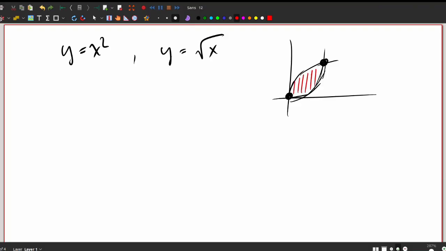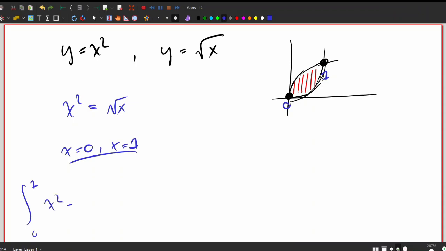and they want us to find this area in between. So firstly, we have to find the intersection points, and we do that by saying x squared is equal to square root x. And we know this happens at two places, x is equal to 0 and x is equal to 1. These are our bounds of integration. Our integral becomes the integral from 0 to 1 of x squared minus square root x with respect to x.